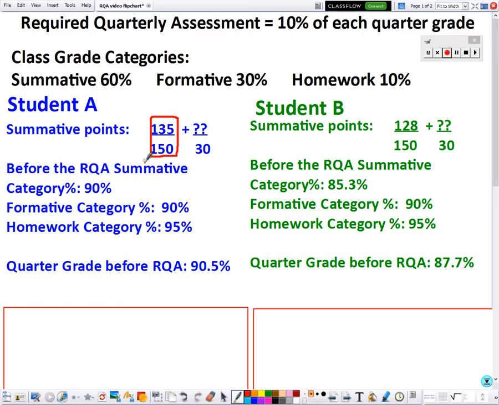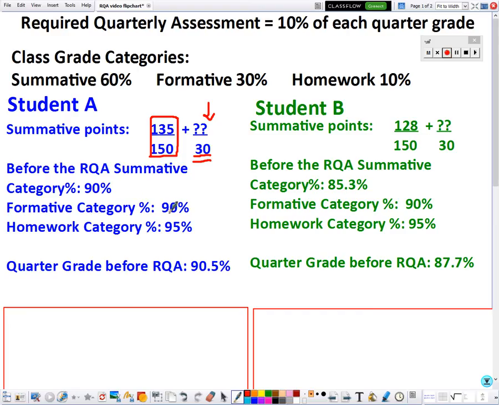Therefore, to have the RQA be 10% of the quarter grade, the grade is going to go in out of 30. So this is going to be the RQA. So before the RQA, the summative category had a 90%. If you take 135 and divide by 150, that's a 90% in the summative category.